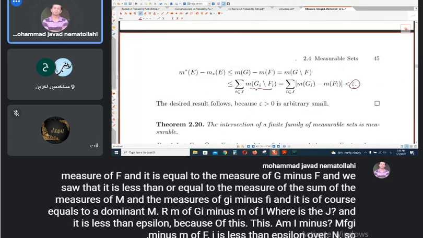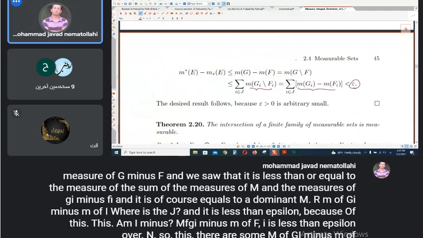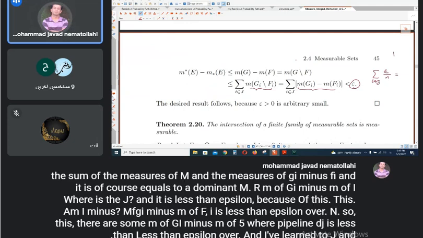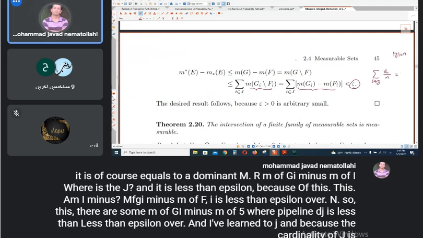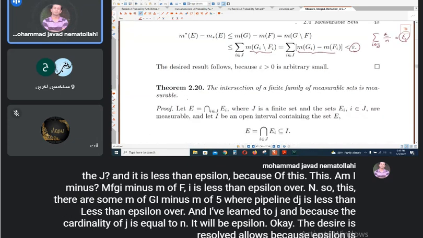So their sum of m of Gi minus m of Fi, where i belongs to J, is less than epsilon over N. And because the cardinality of J is equal to N, it will be epsilon. Okay. The desired result follows because epsilon is an arbitrarily small number.